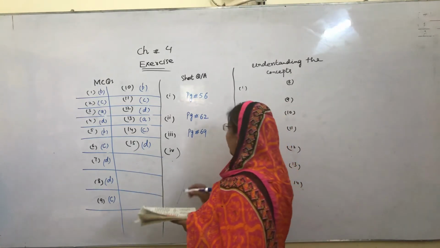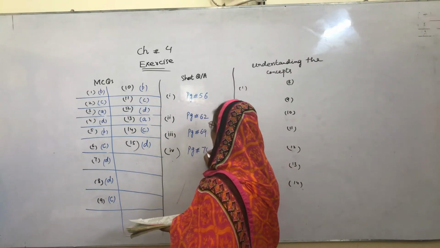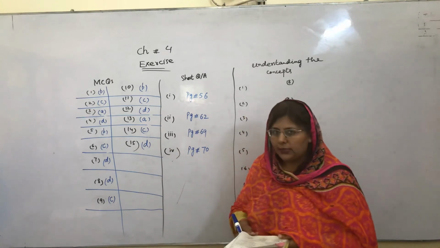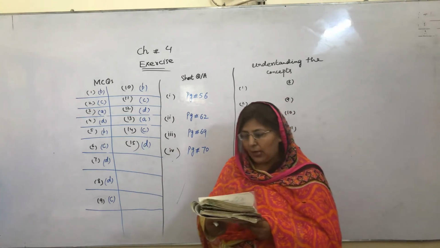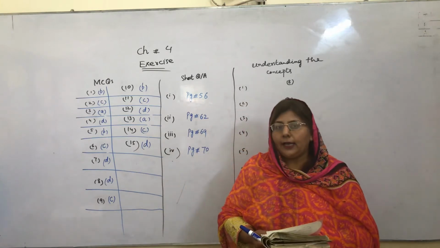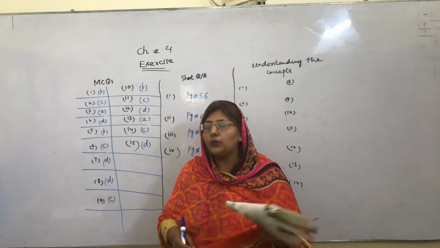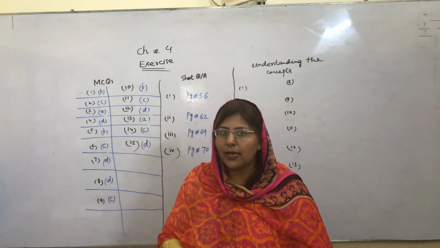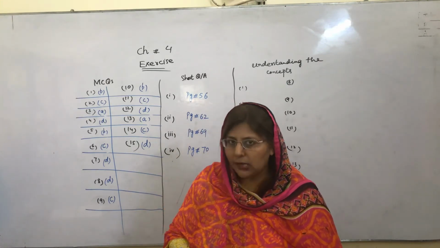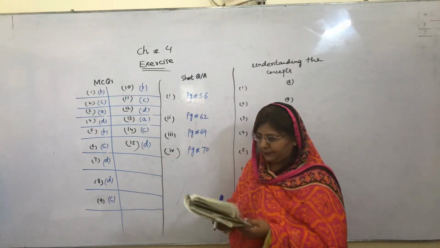Then question number 4, what is meant by hypertonic and hypotonic solution? You can also find this answer on page number 70. We also discussed in the topic of tonicity, hypertonic and hypotonic. Hypertonic means higher concentration and hypotonic means lower concentration. We also discussed 2 types, what happens in an animal cell and what happens in a plant cell. So you can find the answer on page number 70.